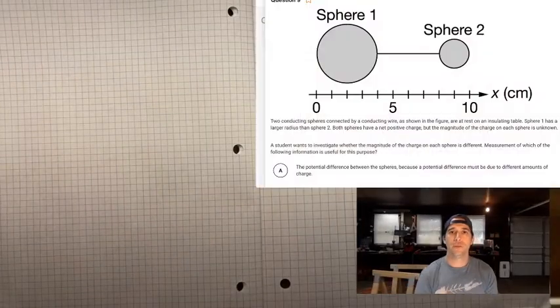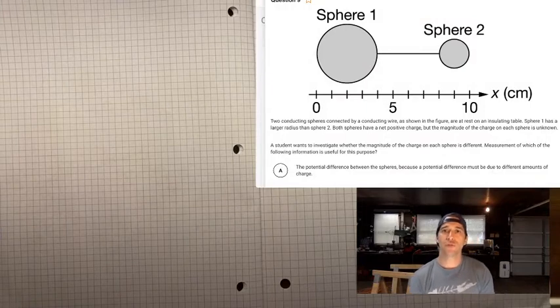This one we're going to look at electric force field and potential. Okay, so let's jump right in. Here they give us a picture of two spheres. We can see that one has a larger radius than the other.